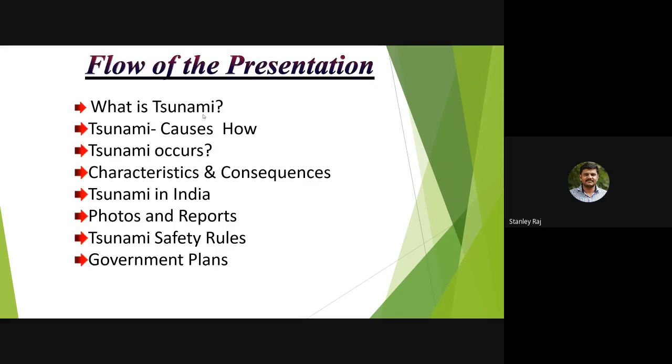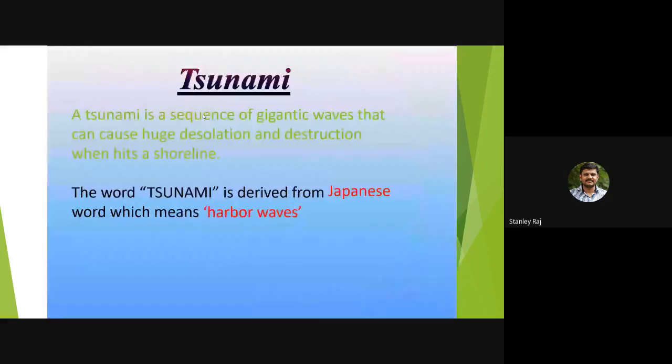So today in our presentation, we are going to discuss tsunami: causes, how it occurs, characteristics, safety rules and government plans. First, let us start with the word tsunami, a Japanese word meaning harbor waves. It's one of the important questions. Remember, students, it's one of the important 12.5 mark questions. A tsunami is a sequence of gigantic waves that cause huge desolation and destruction when it hits a shoreline.